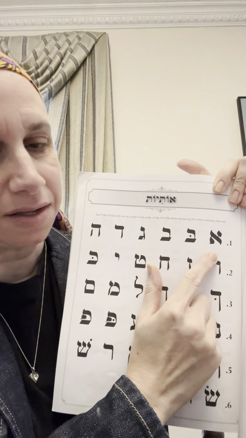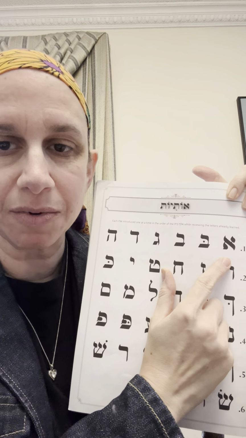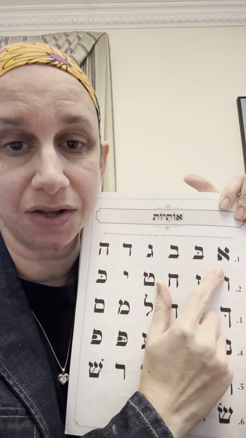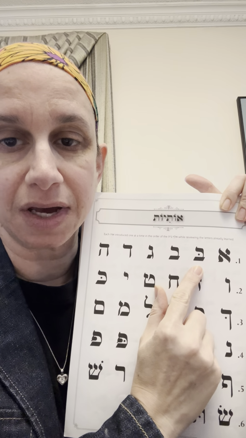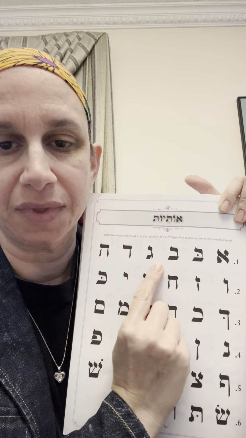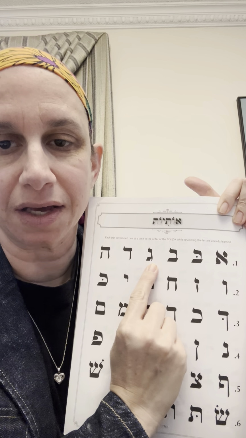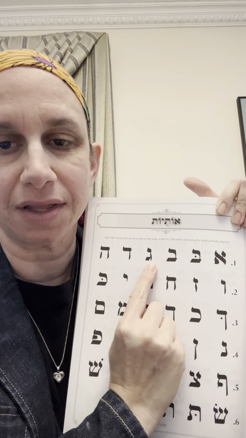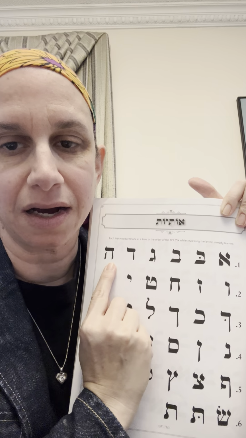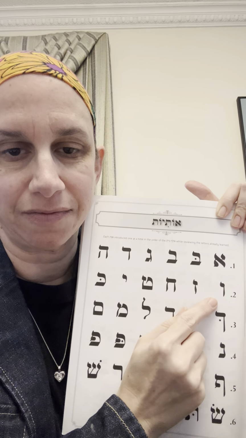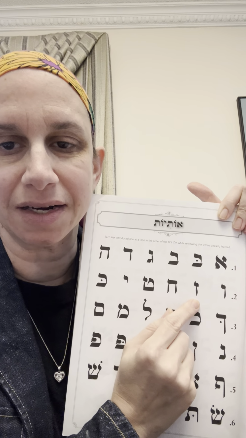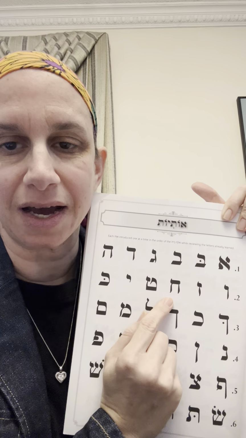Aleph is silent, without a vowel. We'll talk about vowels a different time because that is interesting. So Aleph is silent without a vowel. Bet sounds like B. Vet, V. Gimel, G, like the G. Dalet, D. Hey. Vav, V. Very similar to this. Zayin, Z. Chet, little tough.